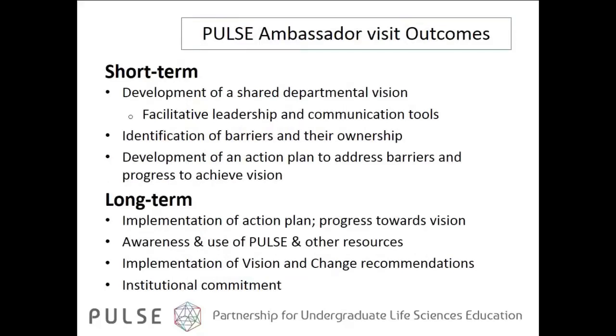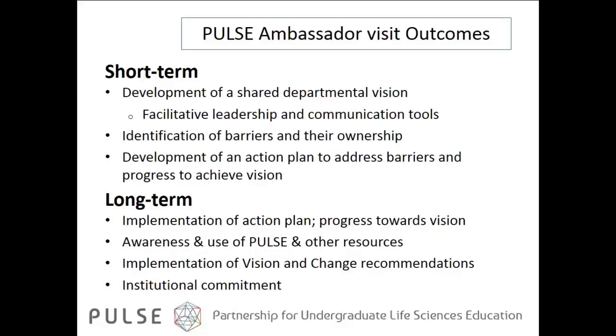Those short-term goals are really to get departments to come together, use empathic listening and some leadership skills, and identify barriers. For people who are leaders in here, most faculty like to say the barrier is one step up. Most barriers to change are owned by faculty, and you need to have faculty acknowledge that so they can move forward and develop an action plan.